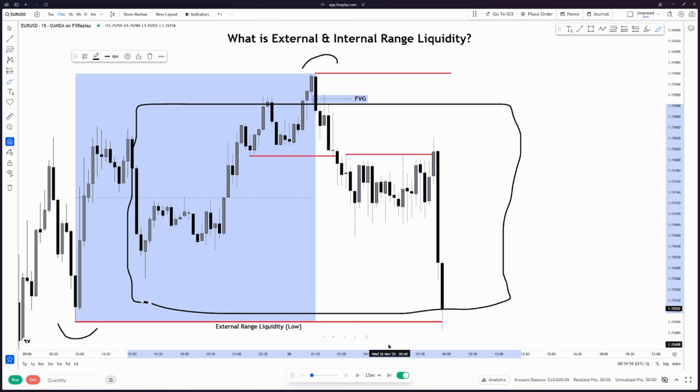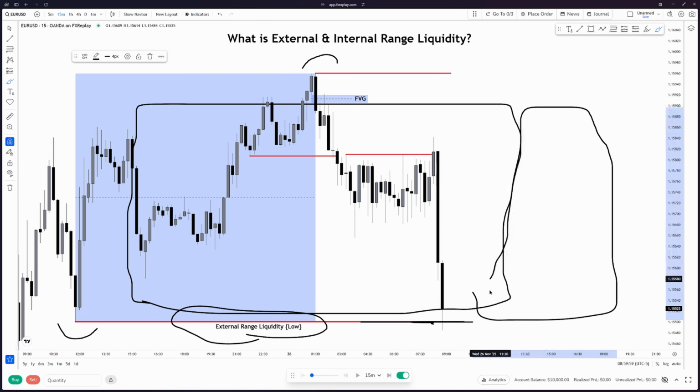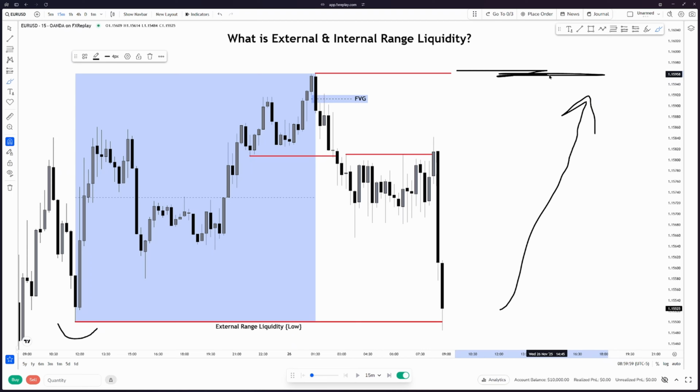So now our external sell-side liquidity has been swept. What do we do next? We wait for price to build new internal structure, and then we use that internal liquidity to look for opportunities that anticipate the next move toward external buy-side liquidity.